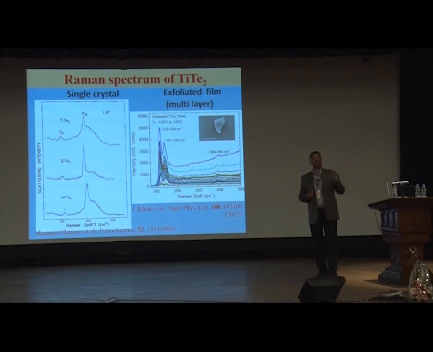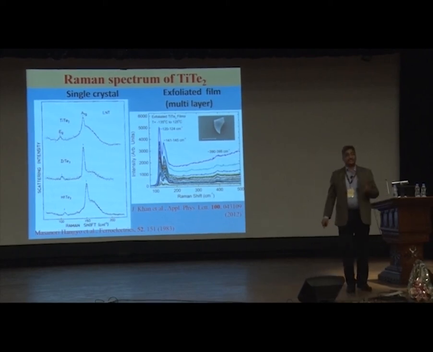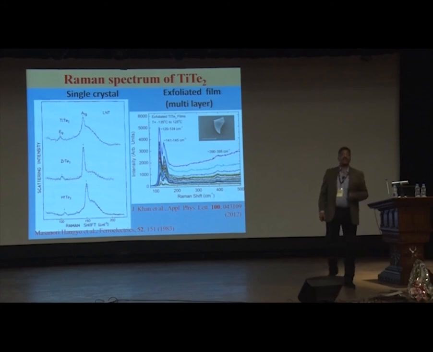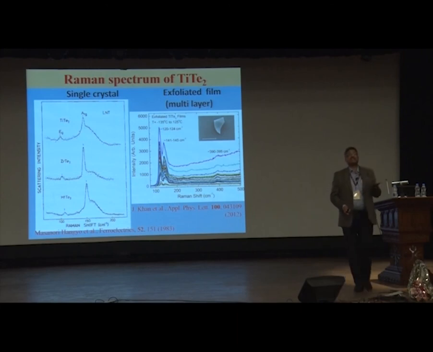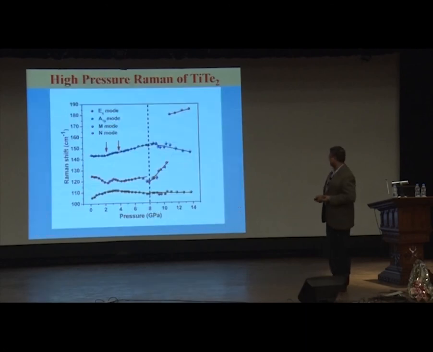And whenever you have a zone folding effect, the zone edge phonons will actually be Raman active at the zone middle. And this is basically one of those zone edge phonons which has actually folded, due to the layered nature of the system that we are seeing. So this is something which we have explained. Indeed, this paper couldn't explain the observation of the 124 peak at that time.